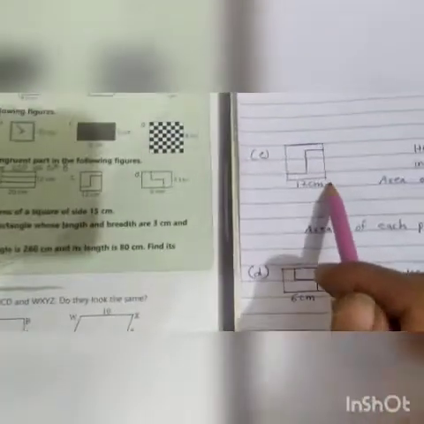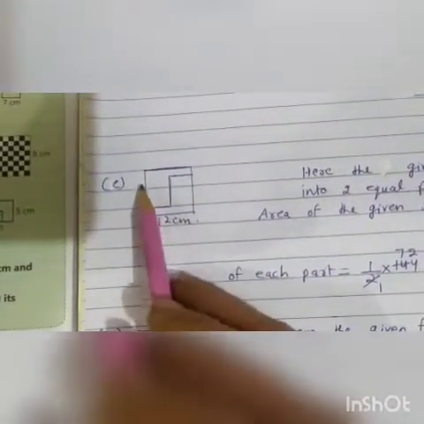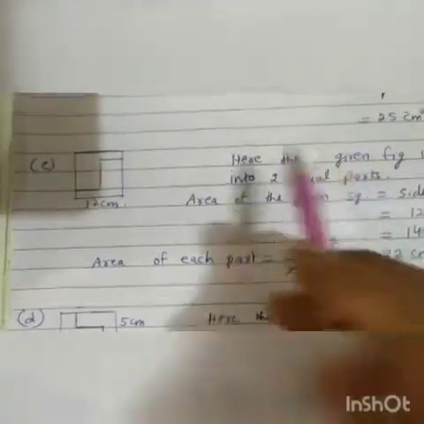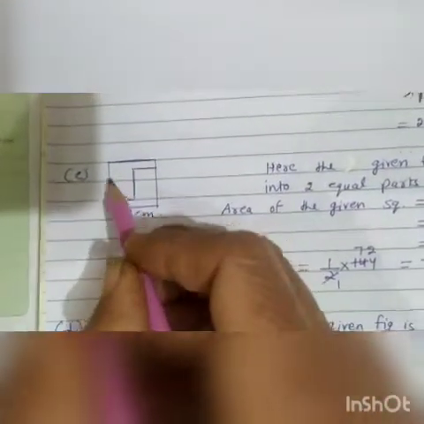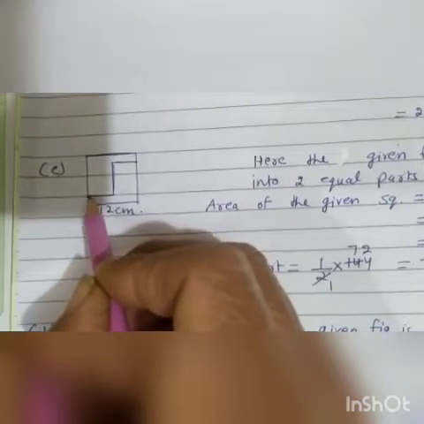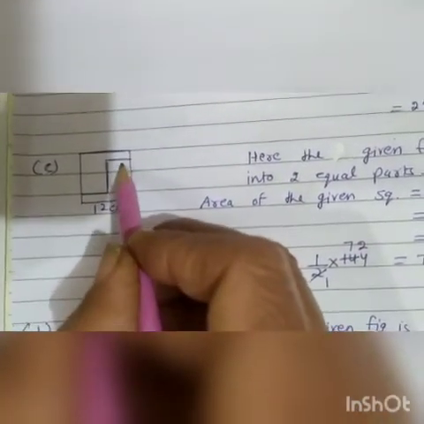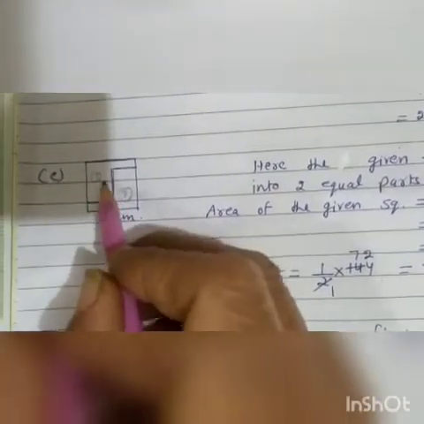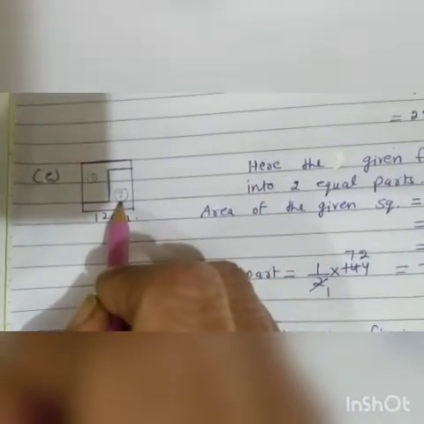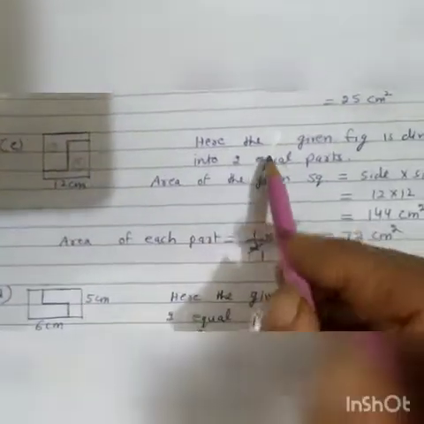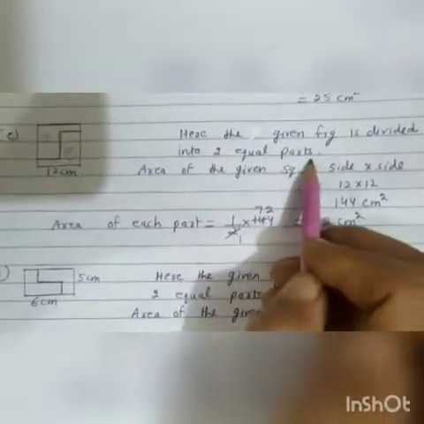Now come to C part. Here again in C part, the given figure is a square. The given figure is divided into 2 equal parts. See, here this figure is divided into 2 equal parts, but these are not triangles. See this shape, this is part 1 and part 2. Both these parts are the same. So here the given figure is divided into 2 equal parts.